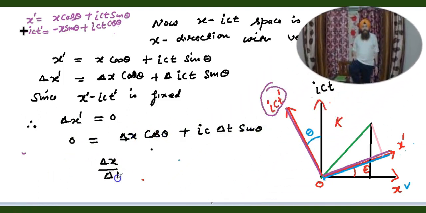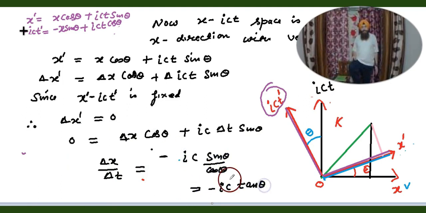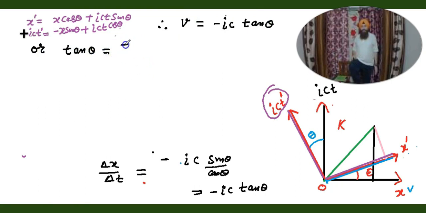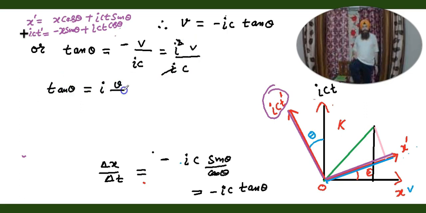And from here we find delta x over delta t. So what is delta x over delta t? This is the velocity v. Velocity v becomes equal to iota c tan theta, or tan theta becomes equal to minus v upon iota c, or minus iota square. Iota and 1 iota cancels. So tan theta becomes iota v upon c.